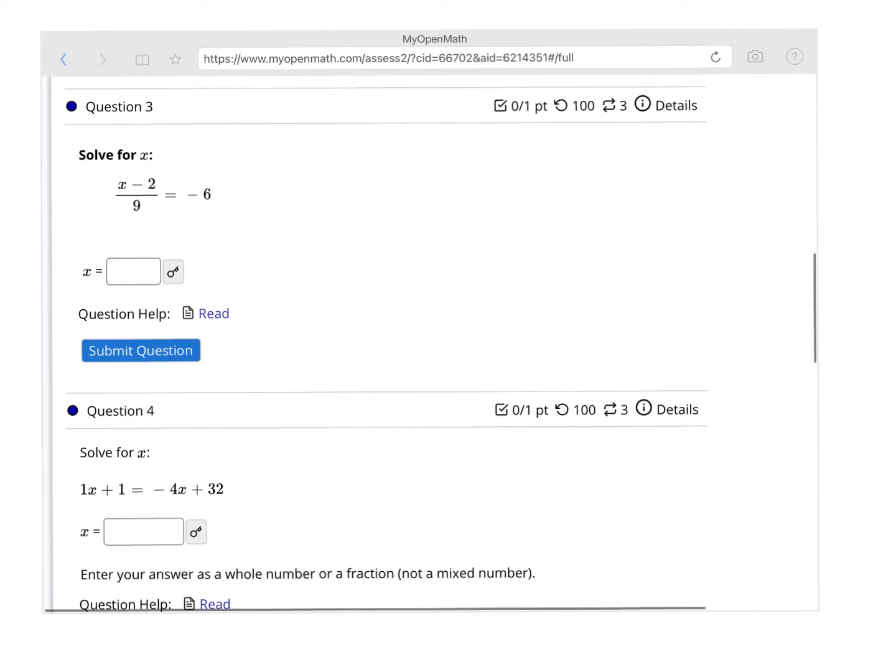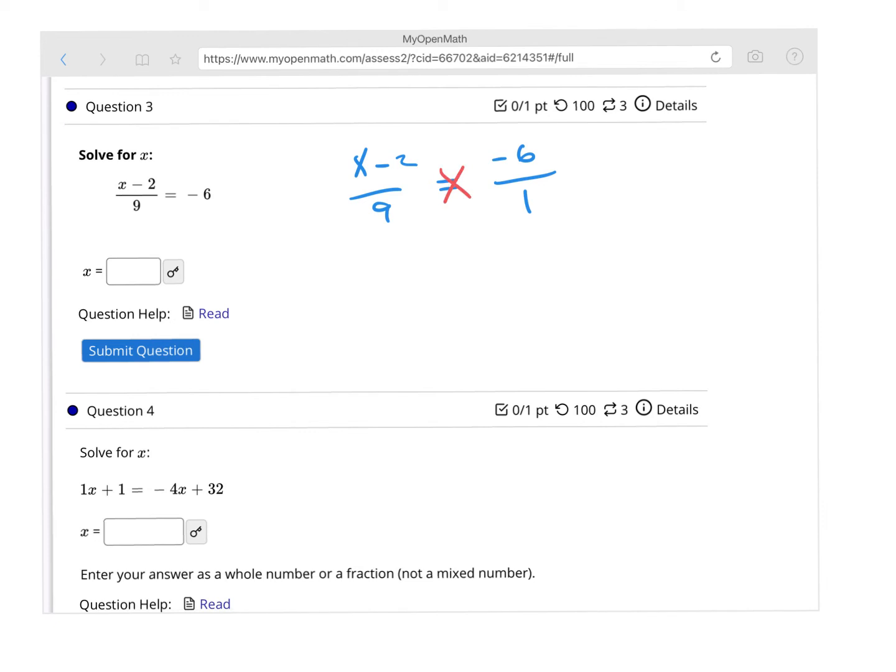So the first thing I'm going to do with this one is rewrite it as x minus 2 over 9 is equal to negative 6 over 1. In other words, I'm going to make it into a fraction that equals another fraction. This is called a proportion. In order to solve a proportion, we do something called cross multiplying, which means I'm going to take the 1 and multiply it by the x minus 2.